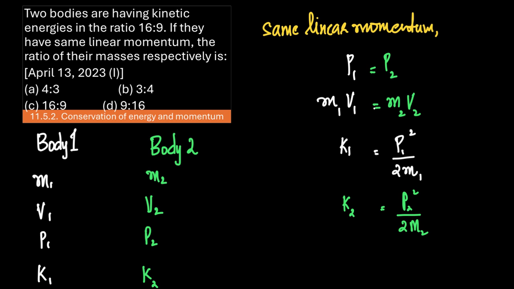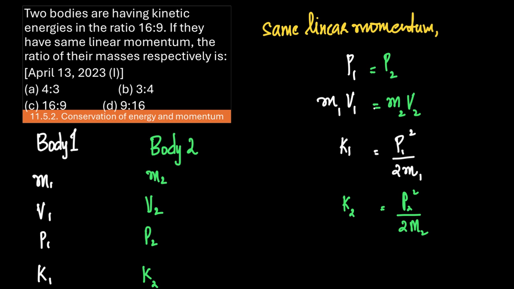So this is our first question from the topic, the second set of topics in work, energy, power, which deals with the law of conservation of energy and momentum. The question says: two bodies are having kinetic energies in the ratio 16:9. If they have the same linear momentum, the ratio of their masses is.